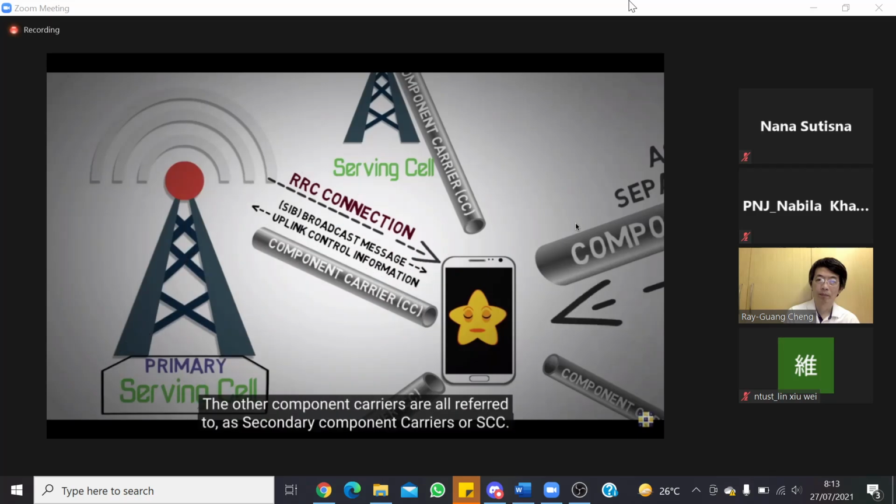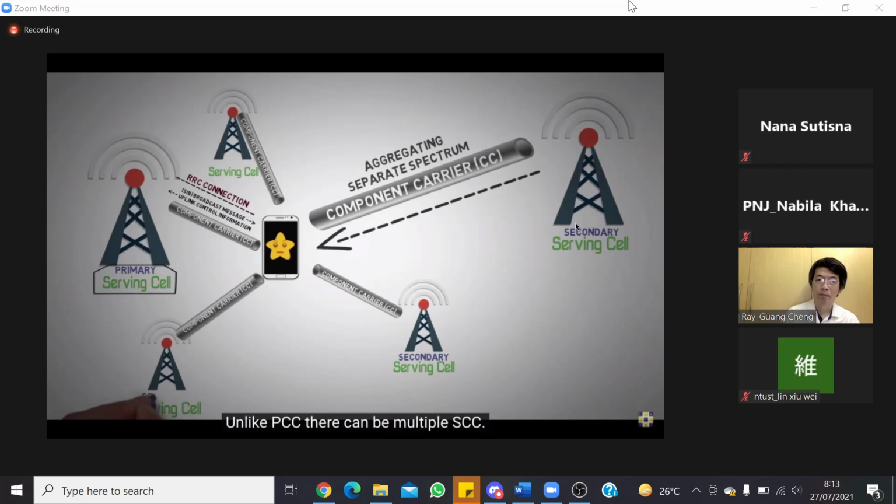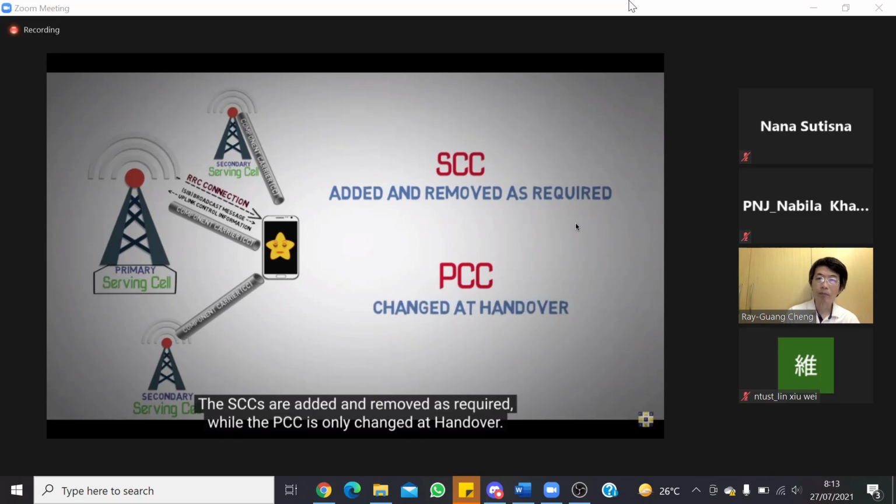The other component carriers are all referred to as secondary component carriers or SCC. Unlike the PCC, there can be multiple SCCs. The SCCs are added and removed as required, while the PCC is only changed at handover.